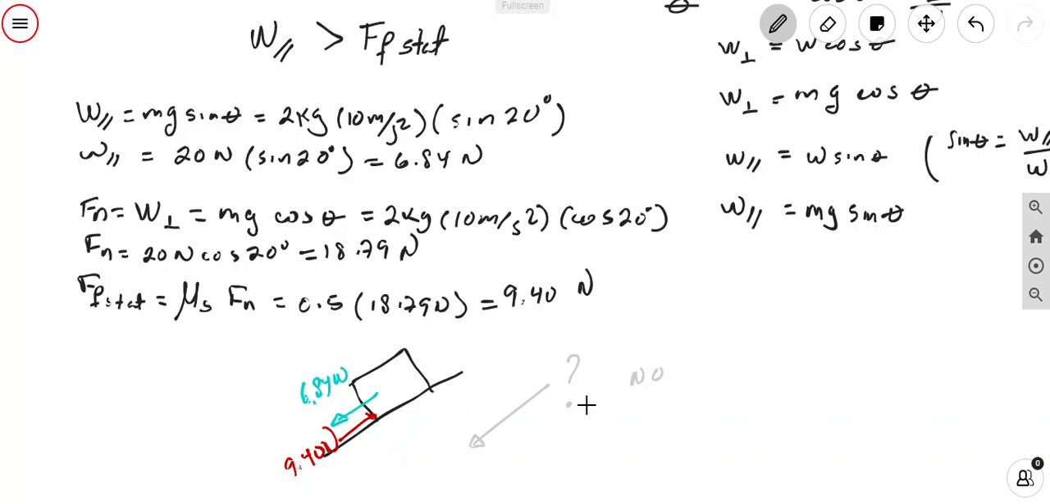How can we make this block slide down if we increase the magnitude of the angle theta? If you increase the angle theta, eventually this parallel component would be greater than the force of static friction. So the force of static friction is not going to change at all. Why? Because it depends on the normal. The normal depends on the weight of the block, and the weight of the block depends on the mass, right?